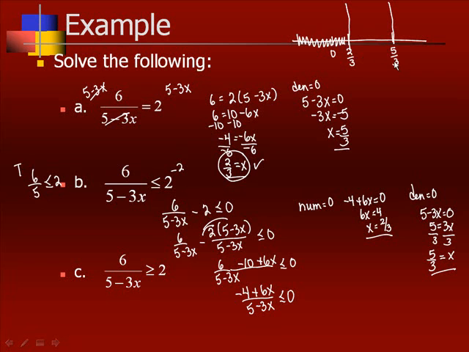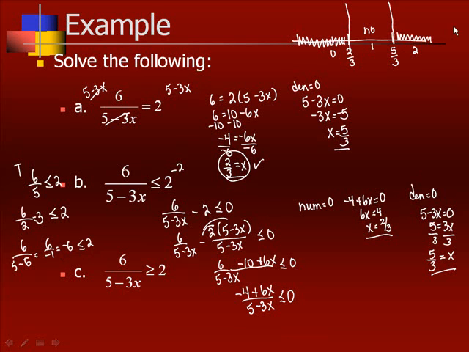Between 2/3 and 5/3 is 3/3, so if we test 1, we would get 6 over 5 minus 3 times 1 is 3. 5 minus 3 is 2, which is 3. Is 3 less than or equal to 2? No, which means 1 didn't work. Pick a number greater than 5/3. Try 2. We'd get 6 over 5 minus 3 times 2 is 6. So 6 over negative 1 is negative 6. Is negative 6 less than or equal to 2? Yes. So we're going to shade that.